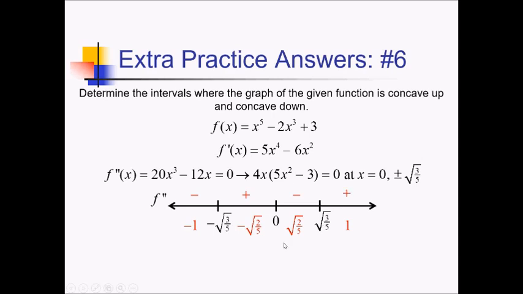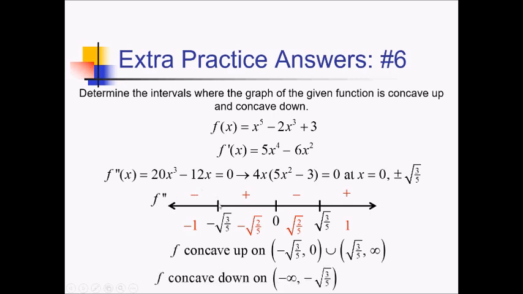Now, since my f double prime is positive in the second and fourth intervals, f is going to be concave up from negative root 3 over 5 to 0, and also from positive root 3 over 5 to infinity. And since f double prime is negative in the first and third intervals, f is going to be concave down from negative infinity to negative root 3 over 5, and from 0 to positive root 3 over 5.